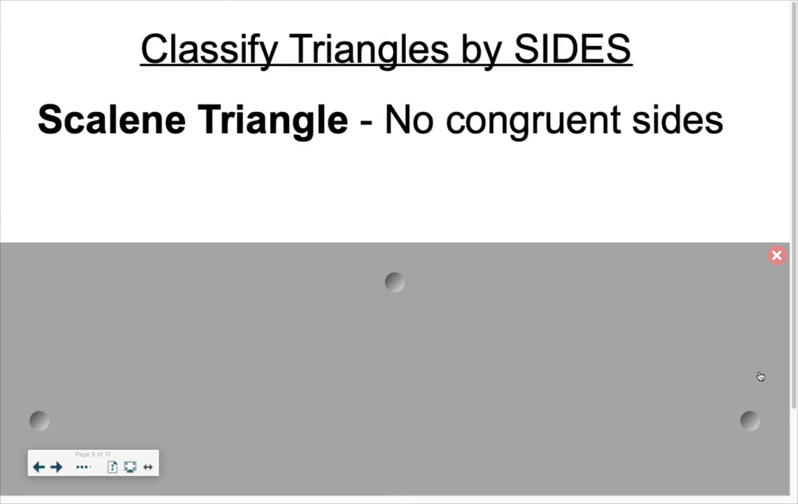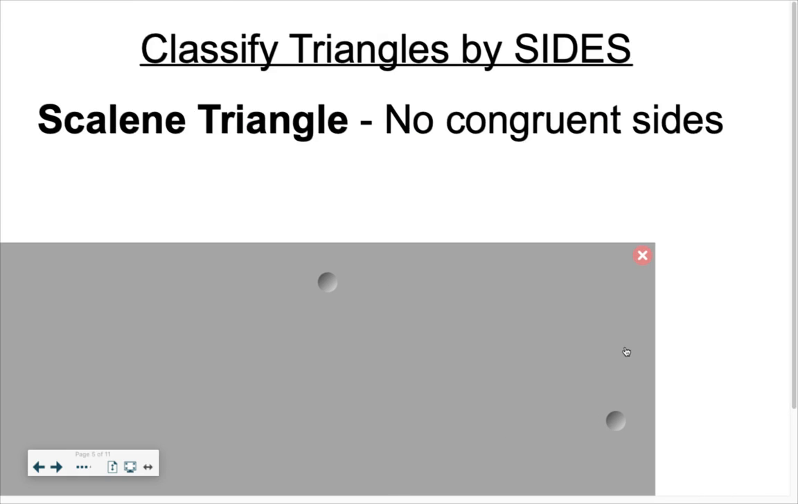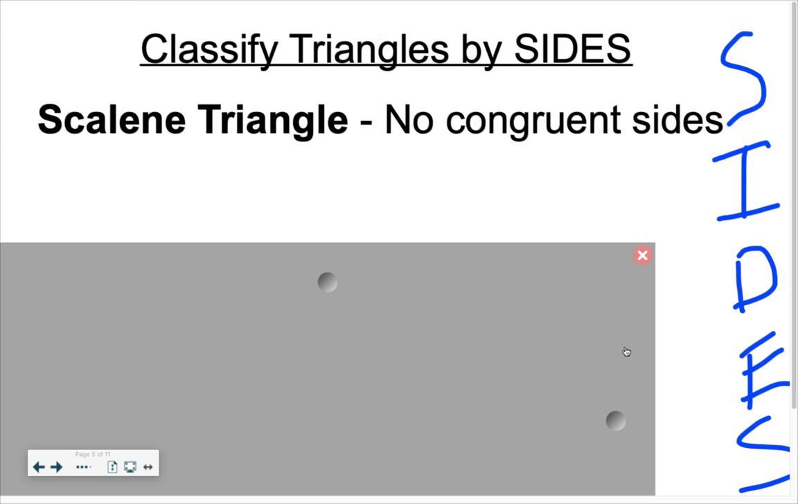So again, somewhere around this box, I invite you to put down the word sides, because this is all about the sides. When we classify, we need two names. Everybody say two. Did you say two? Hope you did. You need one from this slide about the sides, and you need one about the angles. So this one is, scalene is just an interesting word when you see that. It just means no congruent sides.